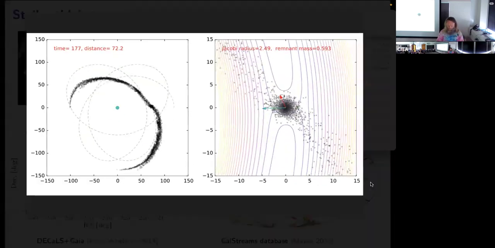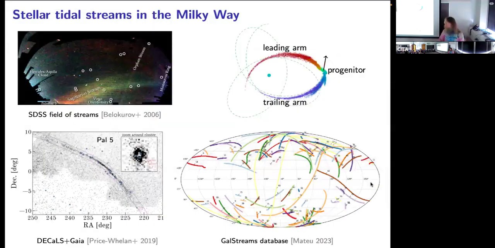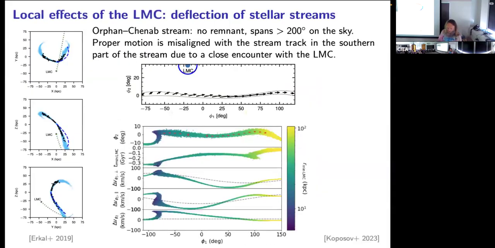So this is a theoretical illustration, and as you can see here, we have many of them observed. Right now, there are probably about 100, or more than 100 streams. This is the updated population here. Many of them were discovered thanks to Gaia, but many of them were also discovered before. How are streams interesting for the LMC interaction? Because it turns out that some of them actually are perturbed by the LMC in a considerable way.